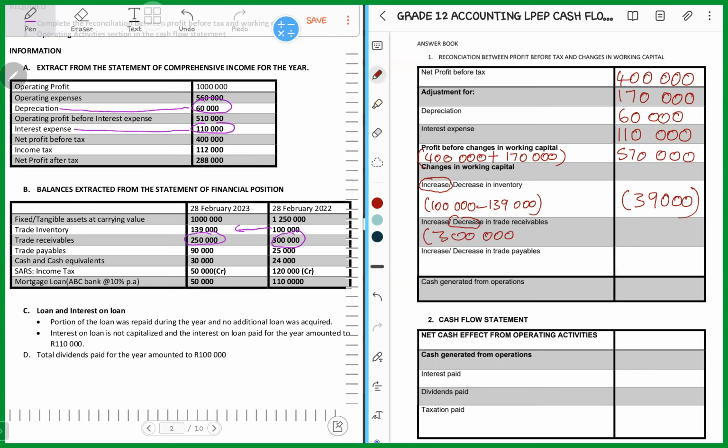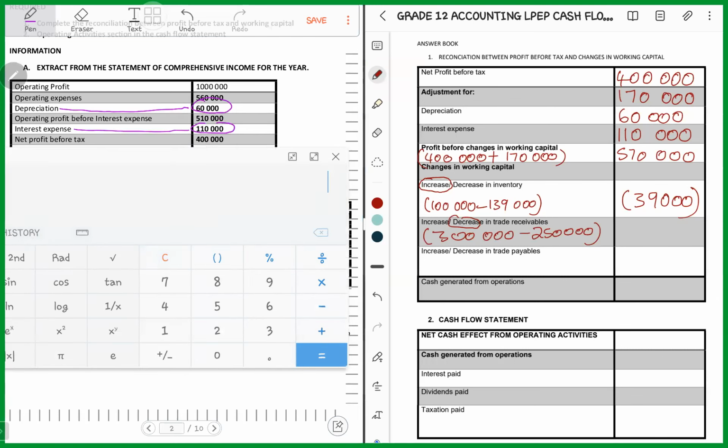So we're going to say 300,000, then we're going to subtract 250,000. That will give us how much? So 300,000 subtract 250,000 gives us an inflow of 50,000. Okay.